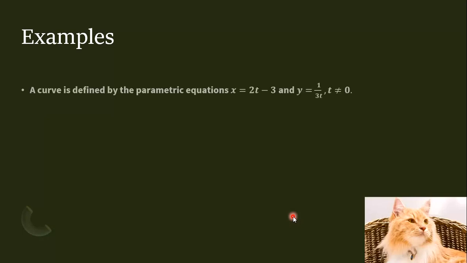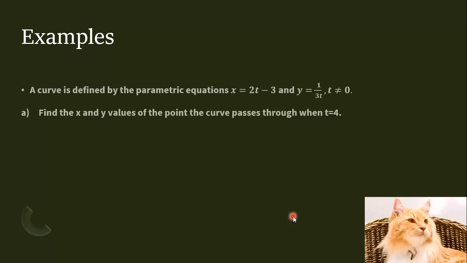So here's another example. A curve is defined by the parametric equations x equals 2t minus 3 and y equals 1 over 3t, where t is not equal to 0. Part A to this question: find the x and y values of the point the curve passes through when t equals 4. So when t equals 4, x equals 2 lots of 4 minus 3, which is 8 minus 3, which is 5. And y is equal to 1 over 3 lots of 4, which is 1 over 12.